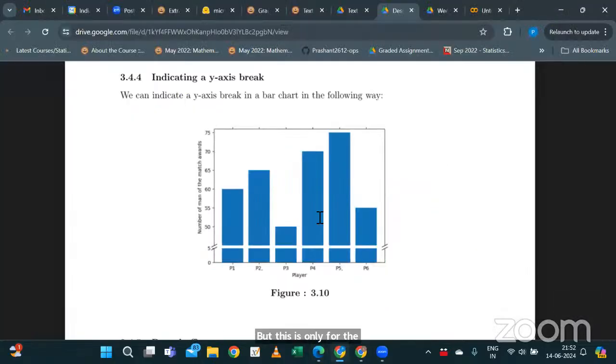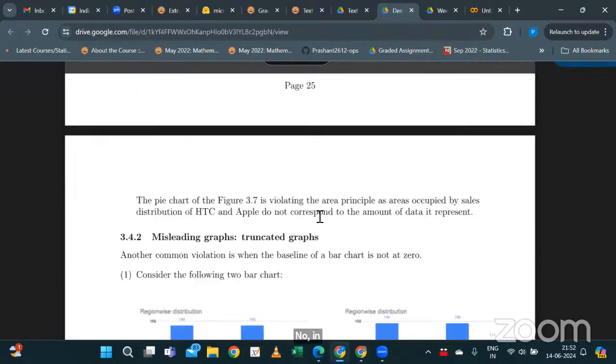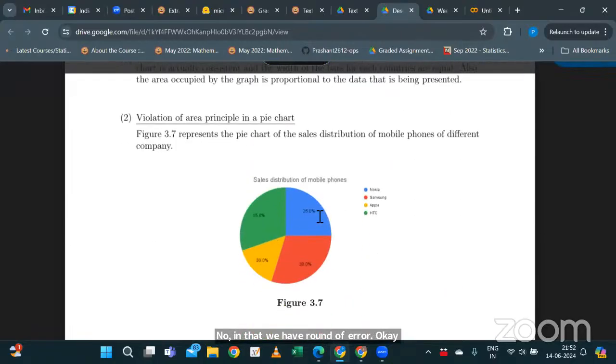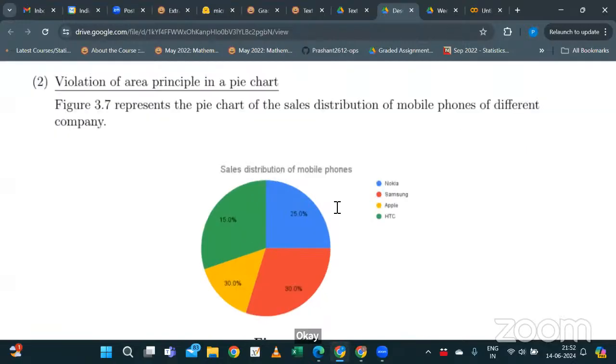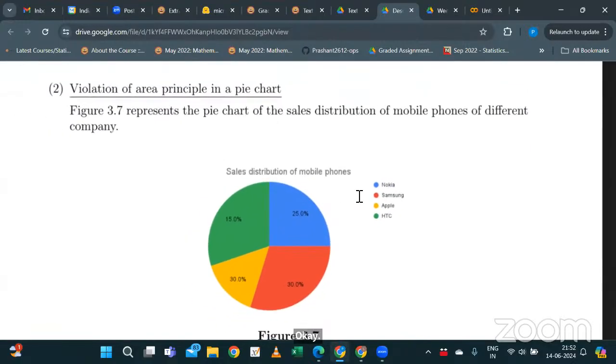In pie chart, we have round of error. So you can see this graph actually. Here you can see this round violation of area principle. This red part is shown as 30%, and the yellow part is also 30%, but it's not correct, right? Both should be the same. The area occupied by the graph should correspond to the data, correct?